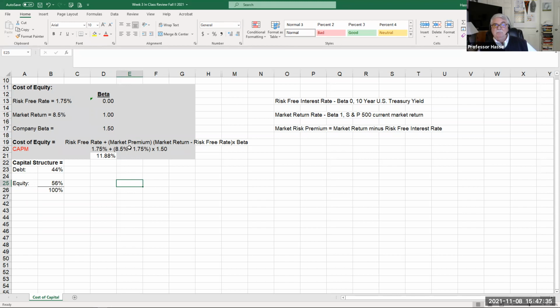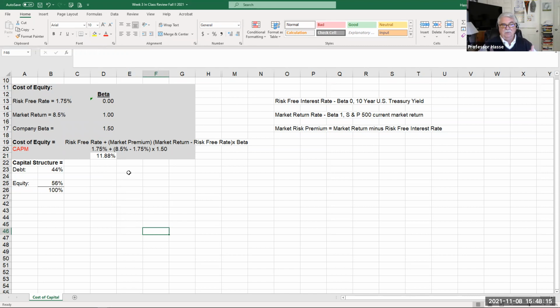That market risk premium is multiplied times the specific risk of your individual company, beta, and then that number is added to the risk-free rate to get the capital asset pricing model expected return on investment. So in the case of this company, 1.75% is the risk-free rate. The market premium is 8.5 minus 1.75, which is 6.75%, times 1.5, you get 11.88%.